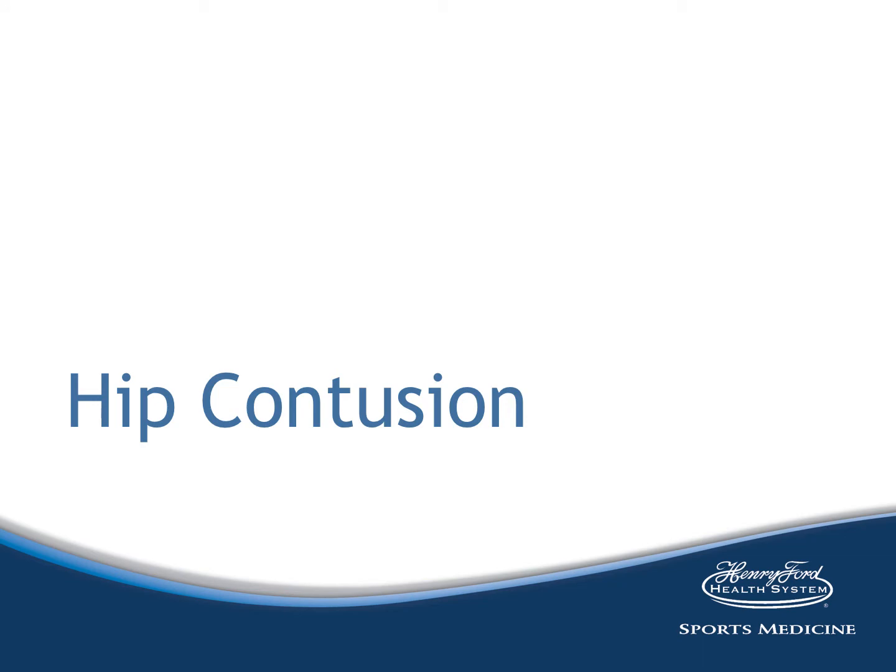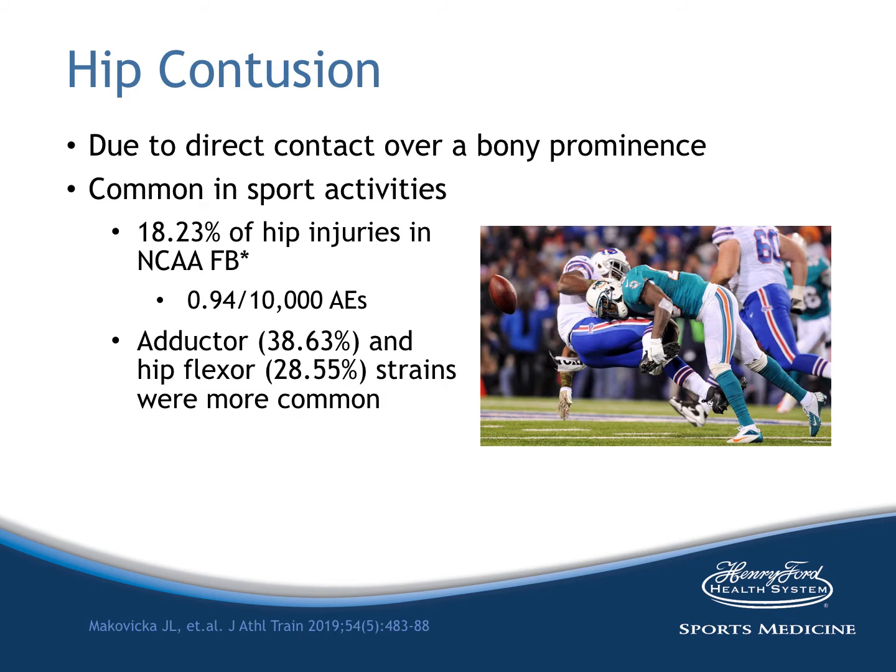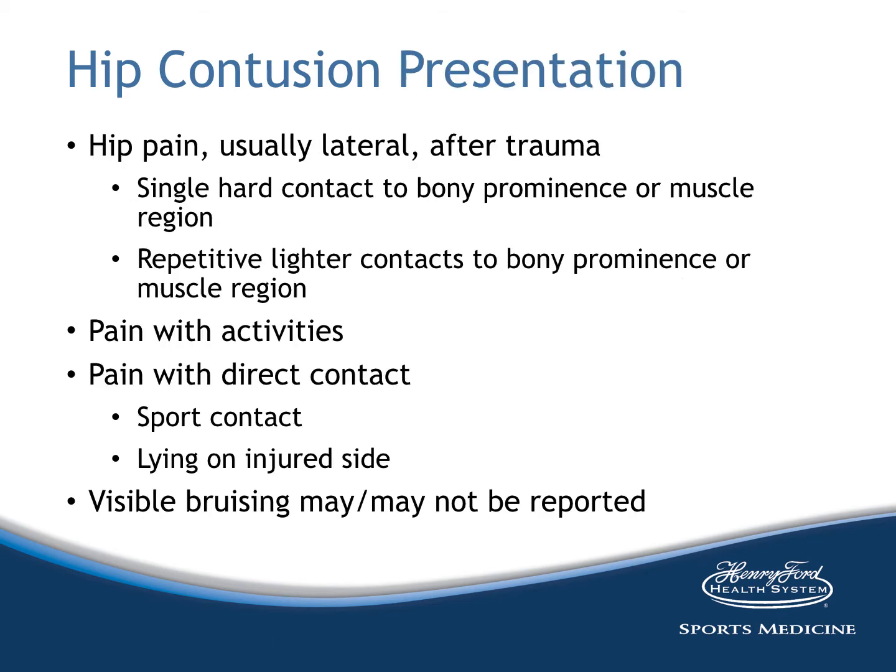Let's talk a little bit about hip contusion. We'll go back to that report in the Journal of Athletic Training. And I mentioned that 18% of the injuries that were noted in that college football group were contusions. That came out to an incidence of 0.94 per 10,000 athlete exposures, with adductor and hip flexor strains being the two more common injuries as we've already discussed.